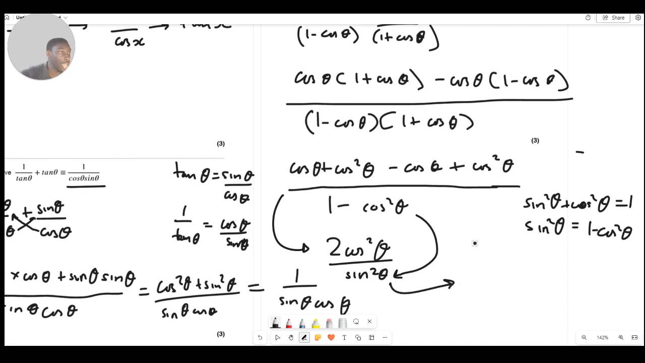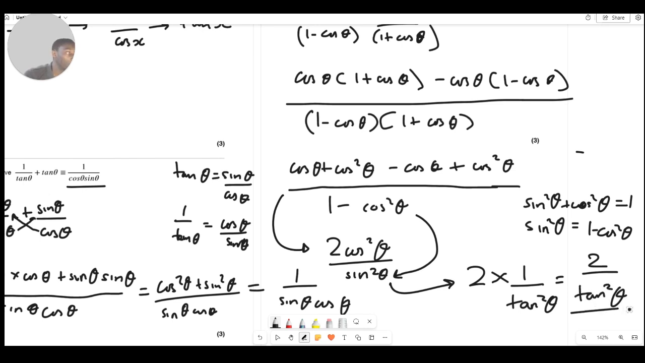Now I'm going to take this, and remember what it's equal to: 2 over tan squared. So the 2 will stay the same, but now if I have cos over sine, remember as we looked at earlier, cos over sine is 1 over tan theta. So if I have cos squared theta over sine squared theta, it's going to give me 2 times 1 over tan squared theta. And this is going to equal 2 over tan squared theta. And that is my answer.